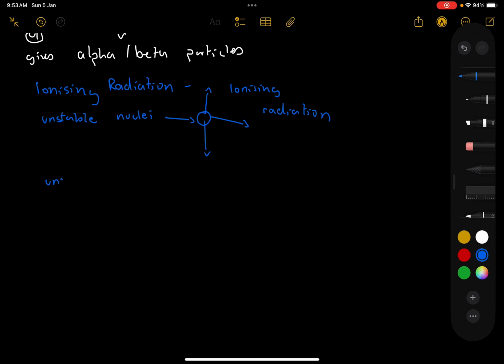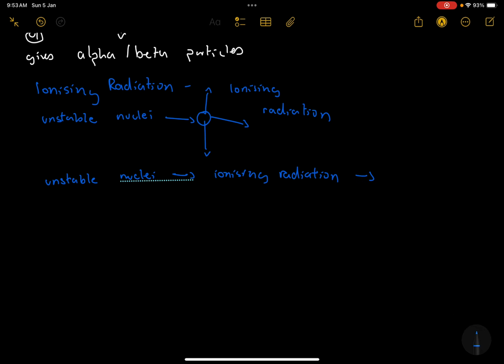So I'm going to make a little flowchart kind of a situation. Unstable nuclei, ionizing radiation, and then as a result, atom plus or minus, so gain or lose charge. And as a result, it will form an ion, hence the name ionizing radiation.